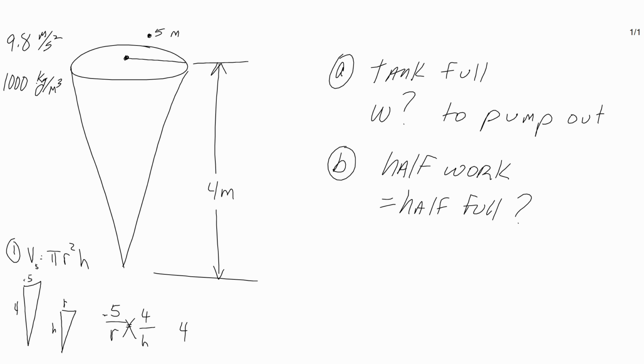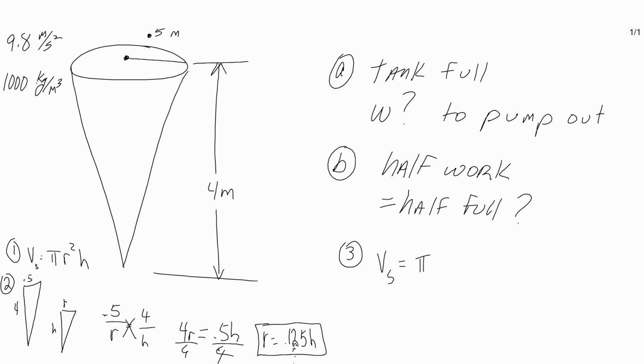So 4r is equal to 0.5 h. Divide by 0.5 or divide by 4. And what do you get? 0.125. So r is equal to 0.125 h. Is that what y'all got? So I'm going to do 2 right here. And then 3 is going to be V of the slice is equal to pi times 0.125 h times delta h. So there's your volume of your slice.